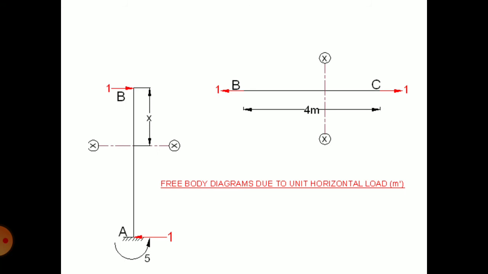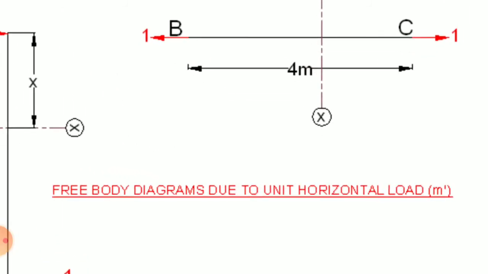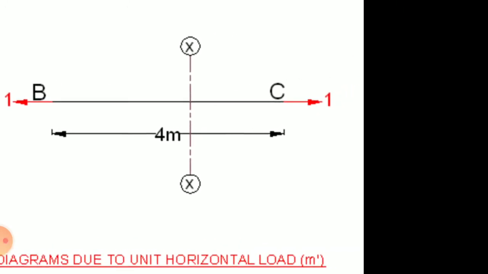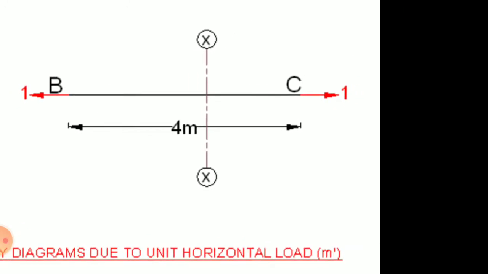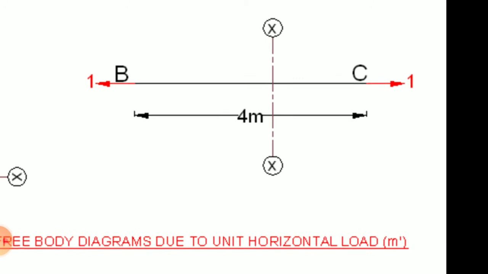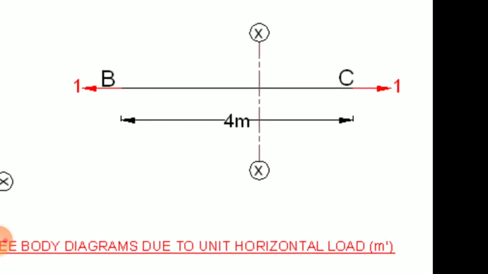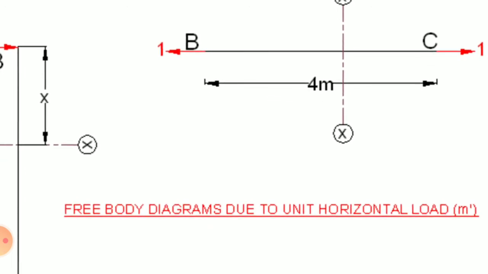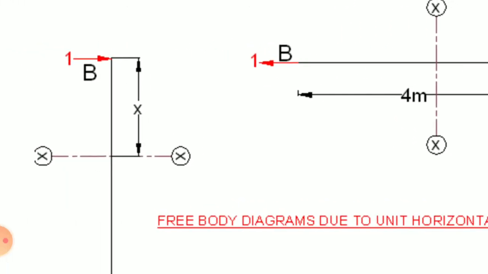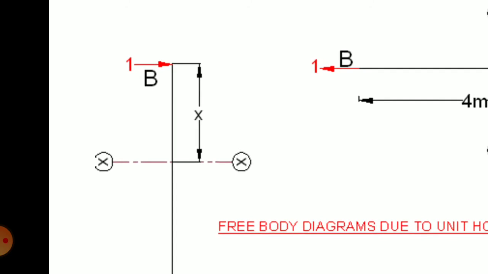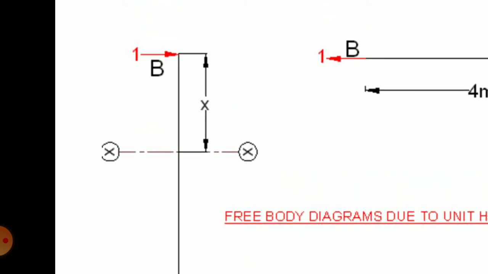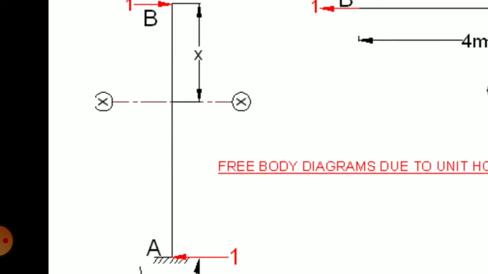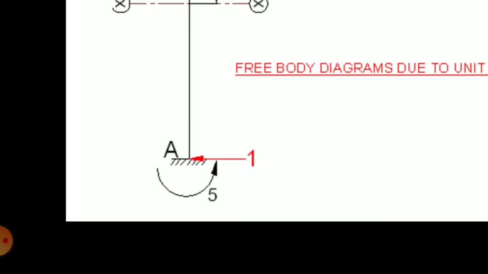Then applying unit horizontal load at C for horizontal deflection, and x is considered from C only. Here the horizontal load applied at C is 1, hence the reaction at B is 1 towards left. Then the reaction at B in the column portion is towards right, and moment at any point will be equal to 1 into x.